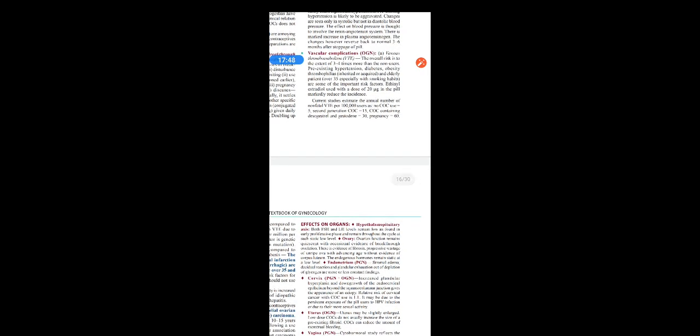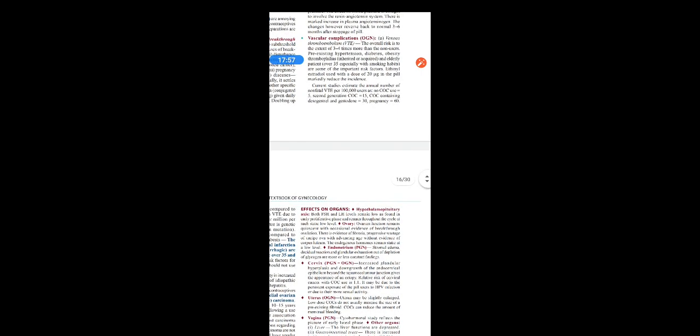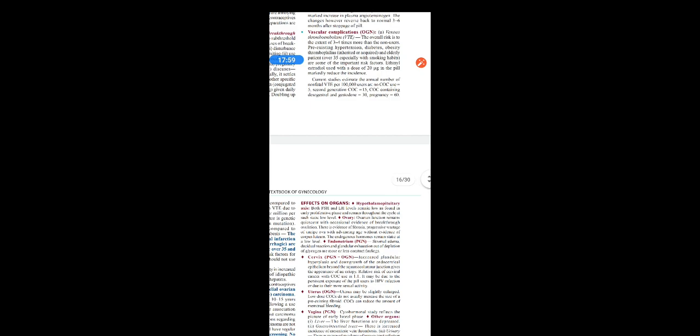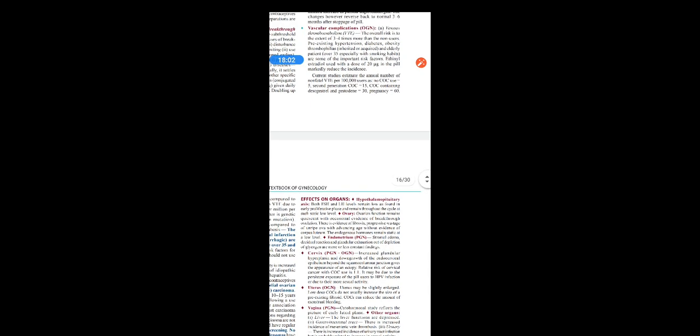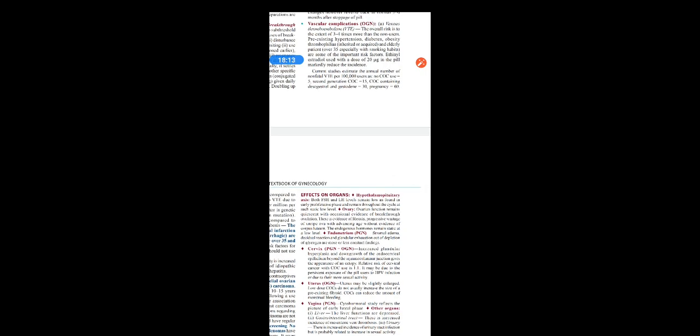Vascular complications, that is VTE, venous thromboembolism. The overall risk is 3 to 4 times more than in non-users. Pre-existing hypertension, diabetes, obesity, thrombophilias, elderly patients and smokers have more risk. Ethinyl estradiol used at a dose of 20 microgram in the pill markedly reduces the incidence. So if you reduce the dose of estrogen, then we can prevent these vascular changes.